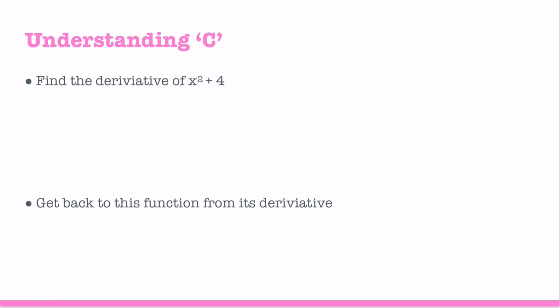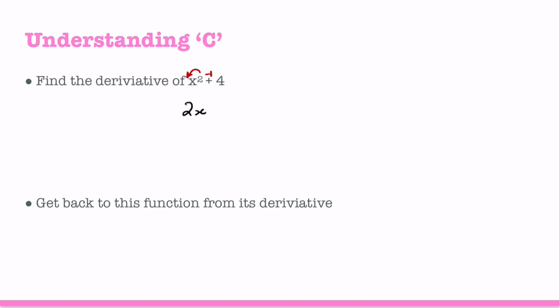So the example I'll say is, find the derivative of x squared plus 4. When we differentiate that, we know that it is 2x. And then it says, get back to this function from its derivative. So how would I antiderive? Obviously we don't really quite know how to do that yet, but if you think about the process of differentiation, what we do is we multiply by the power and we subtract 1. And if we're doing the opposite, then we just need to do these steps backwards.